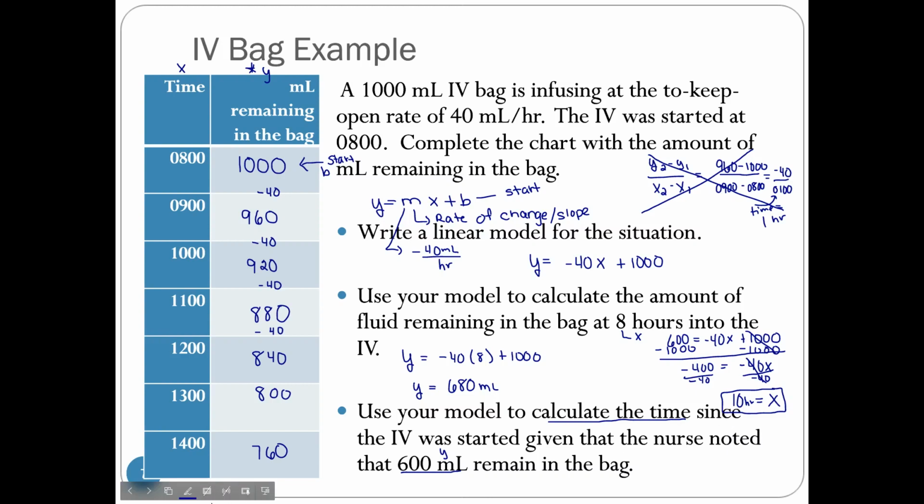In this example, we met our objectives for our lesson this week, which are to write the model. So we did that right here. And then to use the model. And so we use the model in two different ways. We use the model to predict milliliters, and we use the model to predict time.